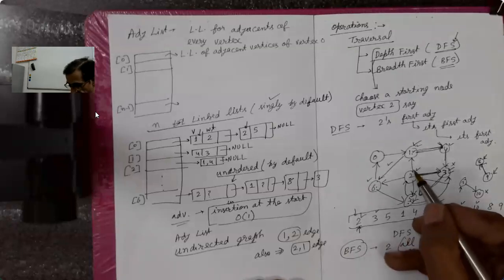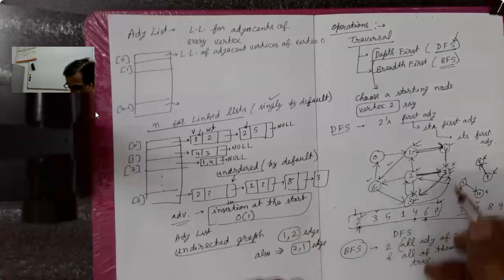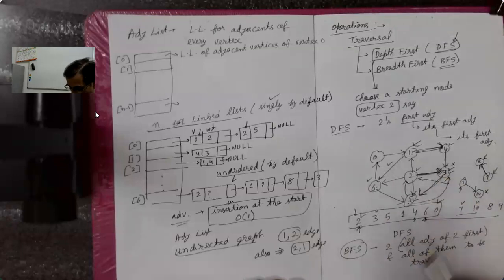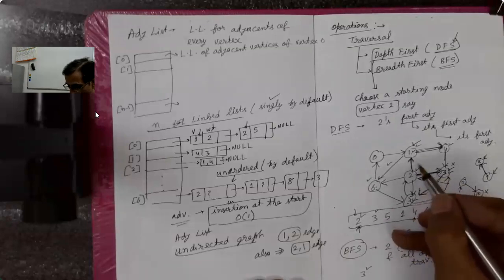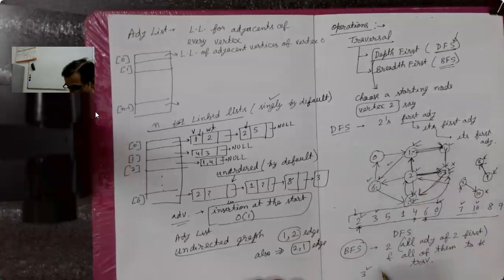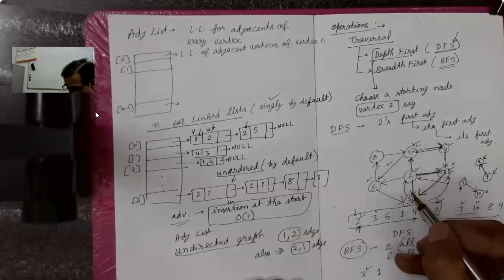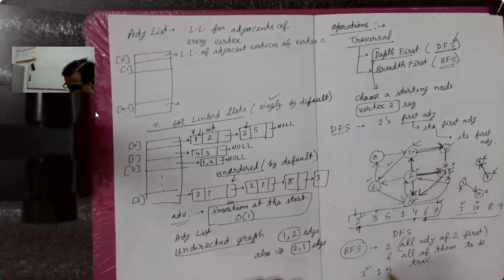So 2's adjacent, like initially I said 3 was the first. So 3 will be traversed. But after 3, I won't jump to 3. I will say after 2, after 3, 2 has one more adjacent. Let's say 1. 2 has one more adjacent. Let's say 5. 2 has one more adjacent. Let's say 6. So 3, 1, 5, 6. From 2 we started. All 3 traversed.